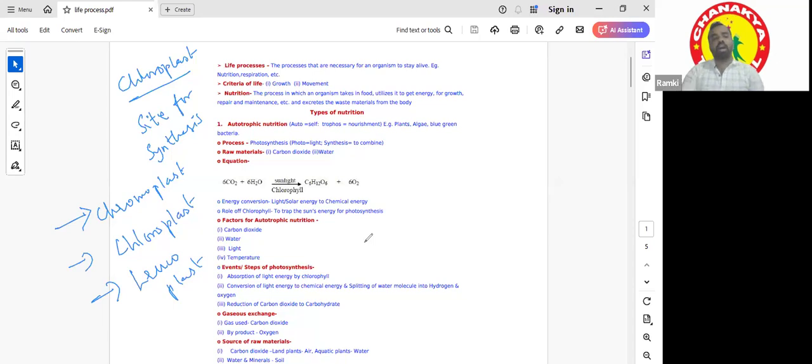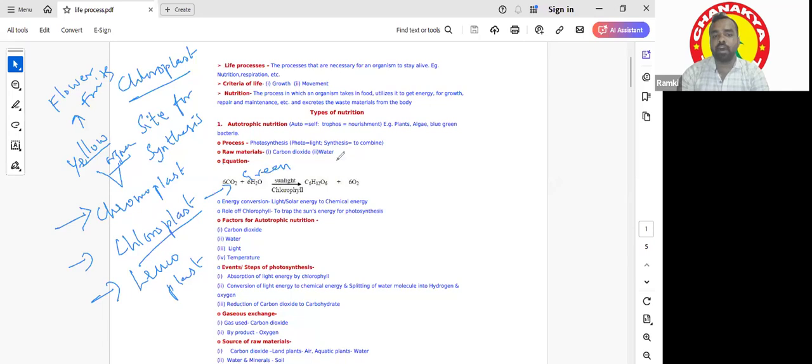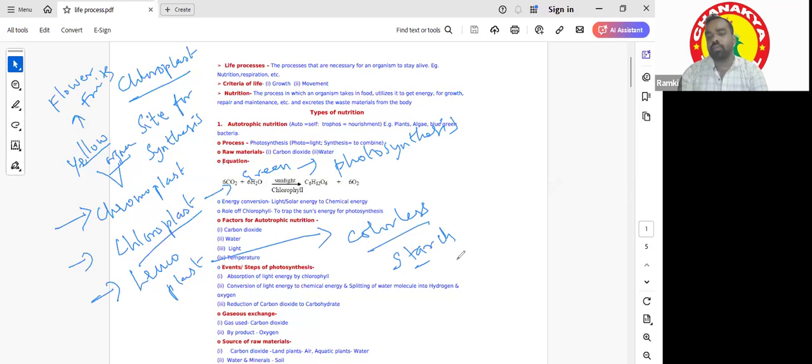Chromoplasts are yellow or orange in color. Note it down. They are present in flowers and fruits. Chloroplast I already told you. It is green in color and is responsible for photosynthesis. Leucoplasts are colorless plastids, which are responsible for storing starch. It is only for storage purposes. Note it down.